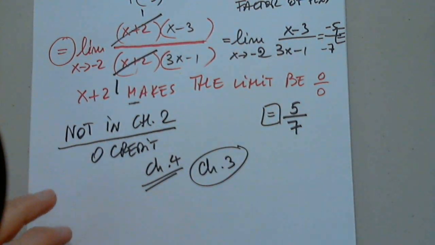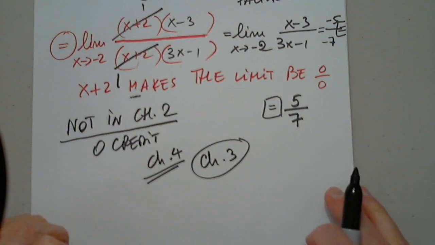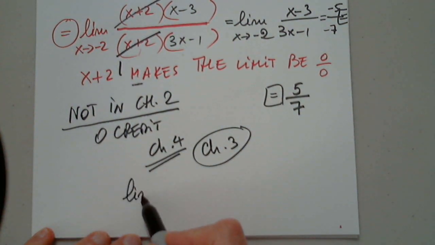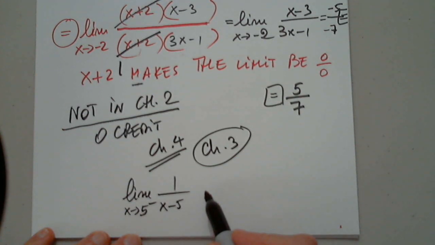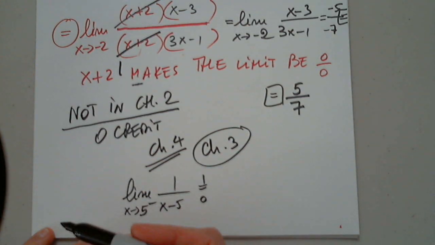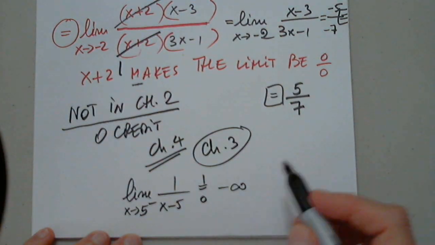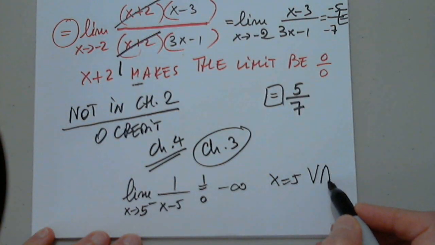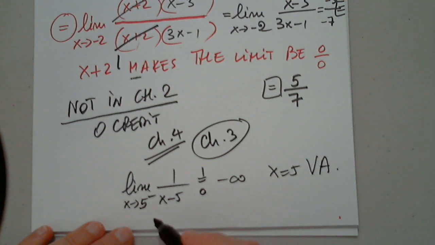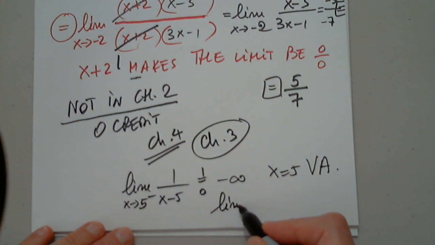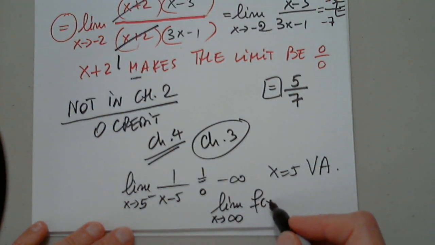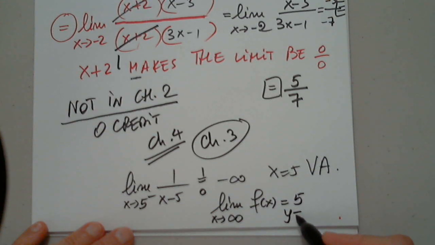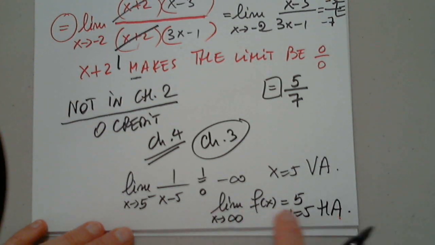We have different types of asymptotes. When we determine the limit as x approaches 5 from the left of 1 over x minus 5, we know that this is 1 over 0. 5 from the left will be 4.5, so this will be negative infinity. Therefore, x equals 5 is a vertical asymptote. When we determine horizontal or slant asymptotes, we are determining the limit as x approaches infinity, which we haven't gotten to yet. If this answer is 5, then y equals 5 is a horizontal asymptote. But we haven't gotten to this yet.